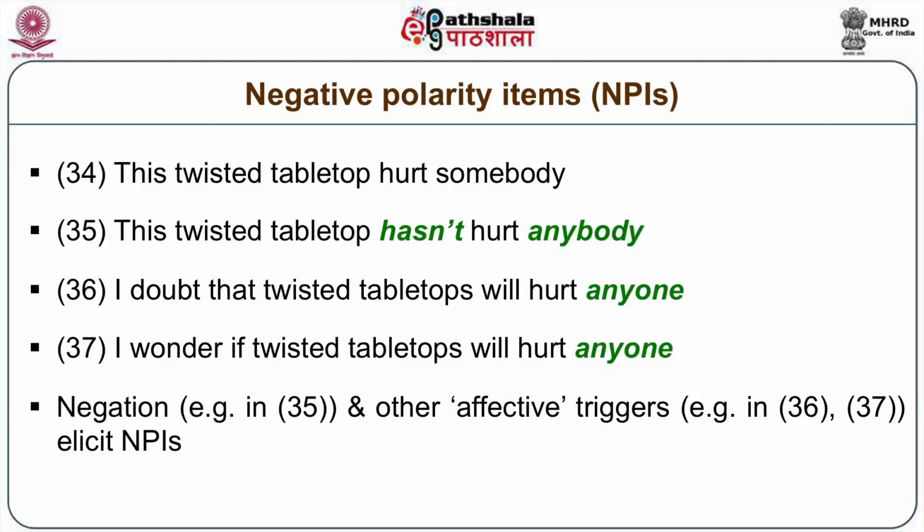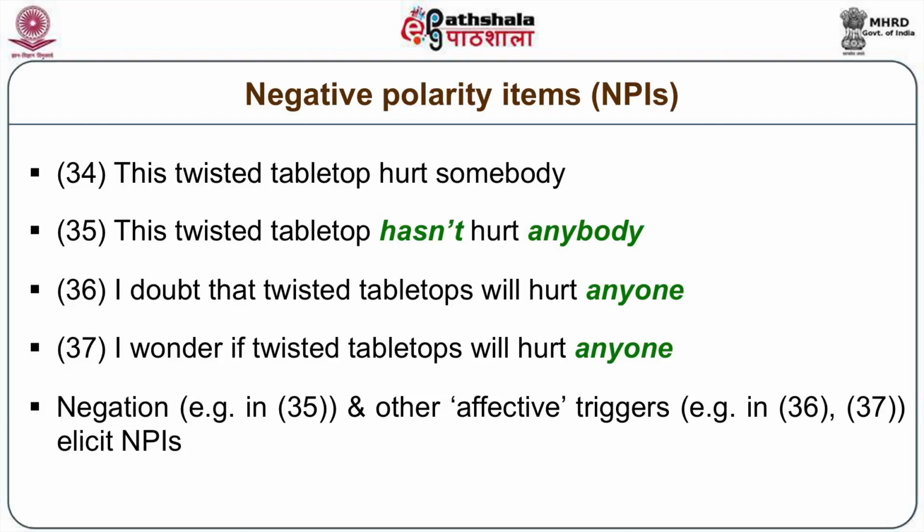Polarity also affects other words in the sentence. You can say this twisted tabletop hurt somebody. You can see the blood on the tabletop. If instead of saying this twisted tabletop hurt somebody, you turn the hurt into the negative hasn't hurt, you say this twisted tabletop hasn't hurt anybody.